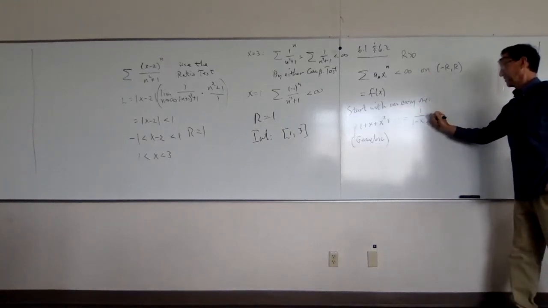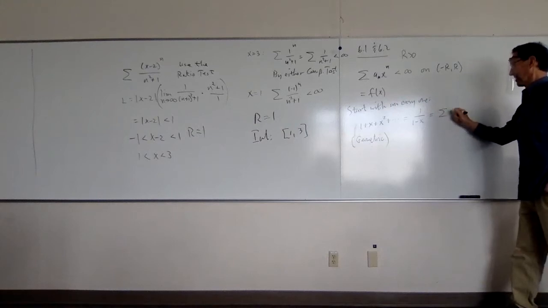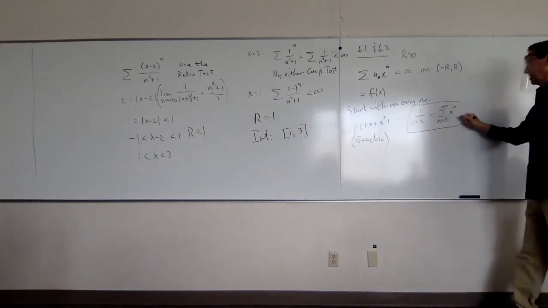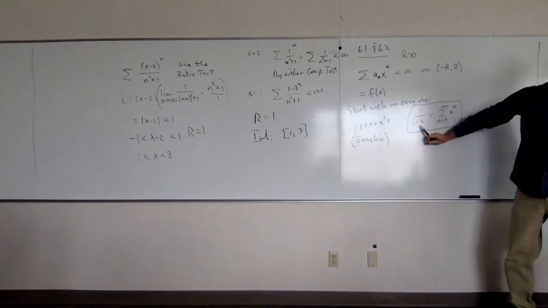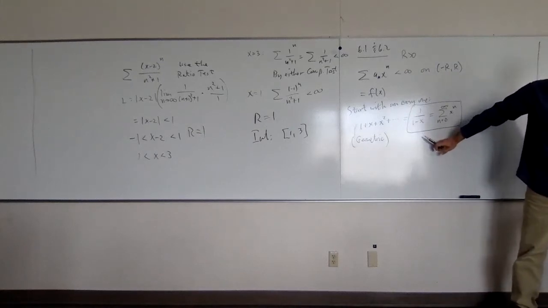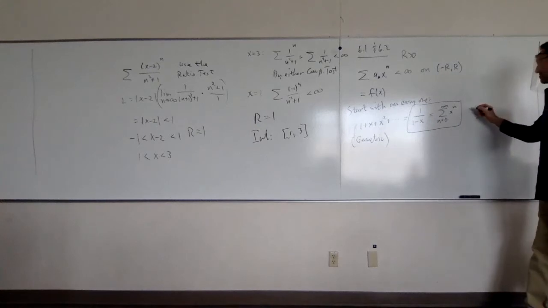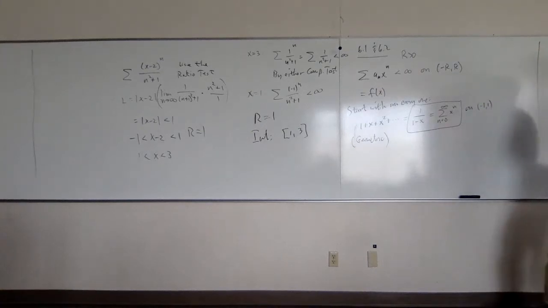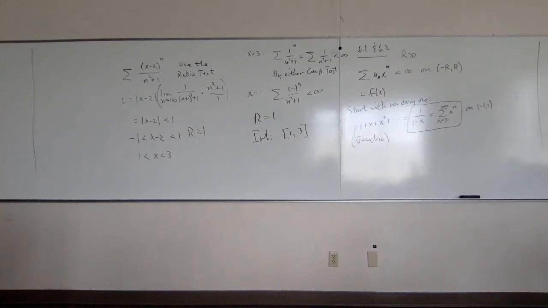I said I would write it in sigma form. Sum of x to the n, n equals 0 to infinity. Here's our power series, and here's the function it converges to. Okay, not for all x. It's geometric, so we need x to be in the interval -1 to 1. When x equals 2, what I just wrote down is completely meaningless. But when x equals 1/2, I wrote a true statement.